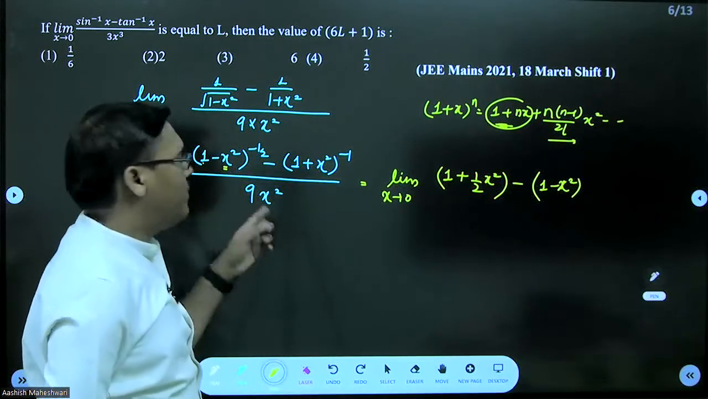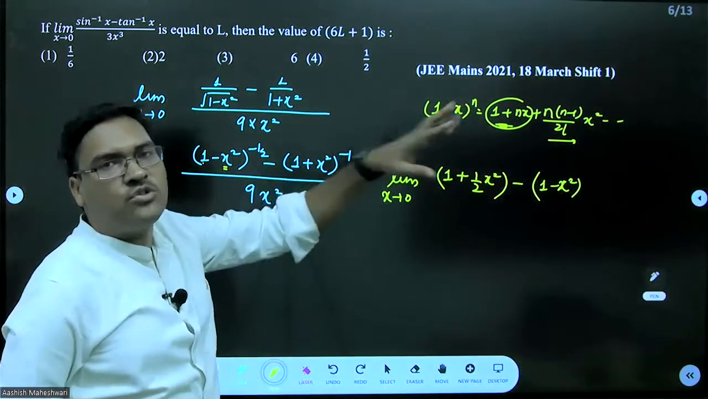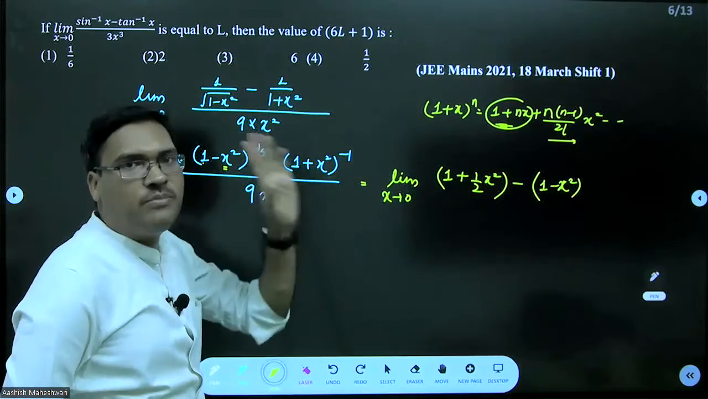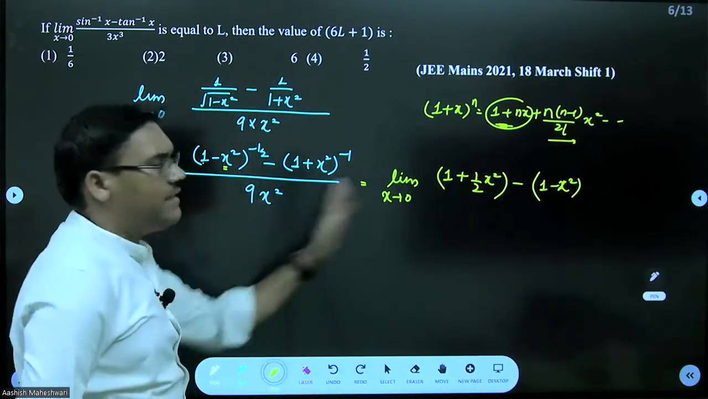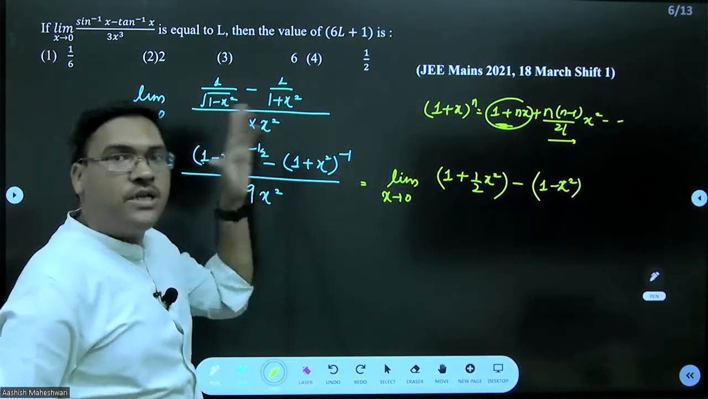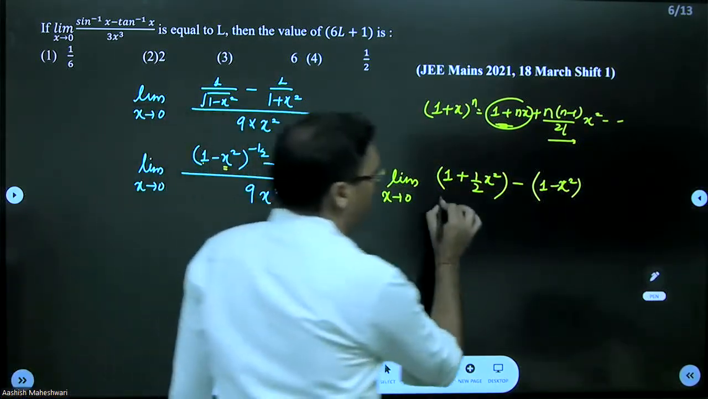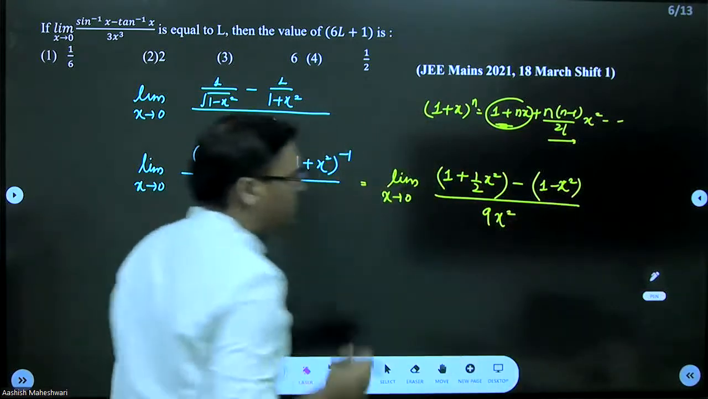Because the degree in the denominator is 2, in comparison the other values, x cube, x raised to 4, x raised to 5, all these can be considered negligible. And remember this rule also: if the degree of the denominator is 2, you take the terms till degree 2 only, okay? Upon this is 9x square. I hope this is clear.